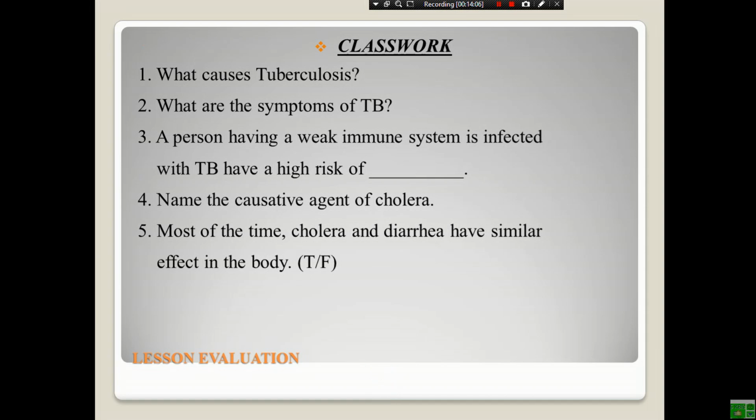The first question is, what causes tuberculosis? Question number 2, what are the symptoms of tuberculosis? Question number 3, a person having a weak immune system who is infected with tuberculosis has a high risk of blank. Question number 4, name the causative agent of cholera. Question number 5, most of the time cholera and diarrhea have similar effects in the body. True or false?